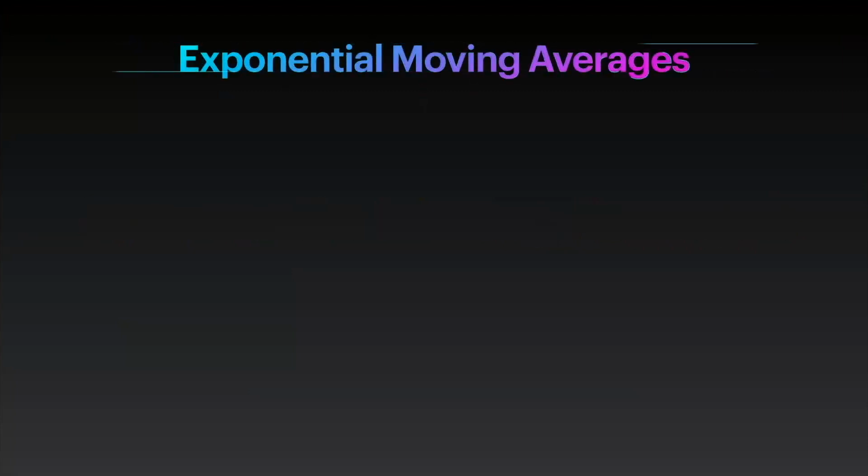So the exponential moving averages that we use are the 5, the 13, the 50, the 200, and the 800. Every EMA that we use essentially has a purpose. There's nothing that we use that doesn't have a purpose, right?